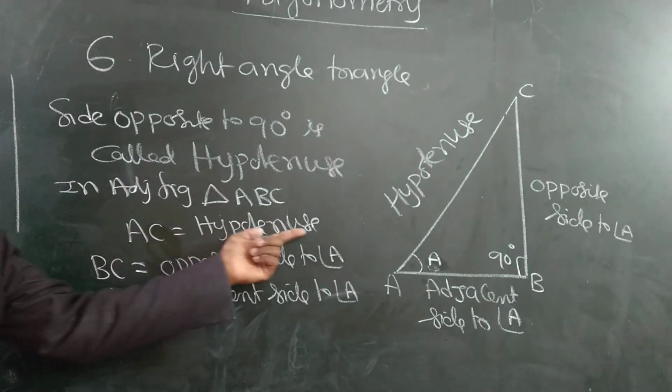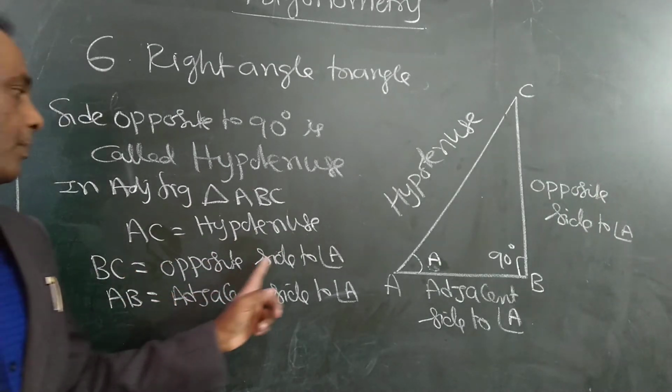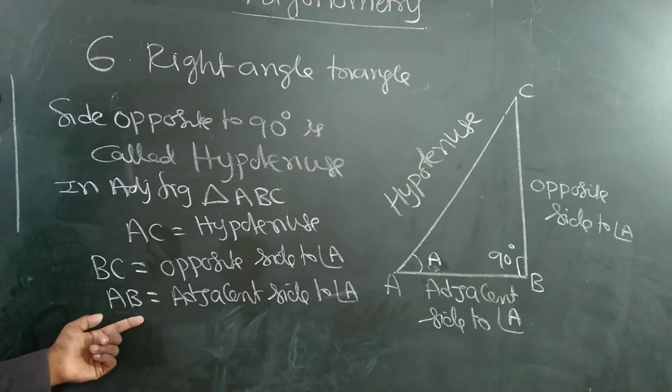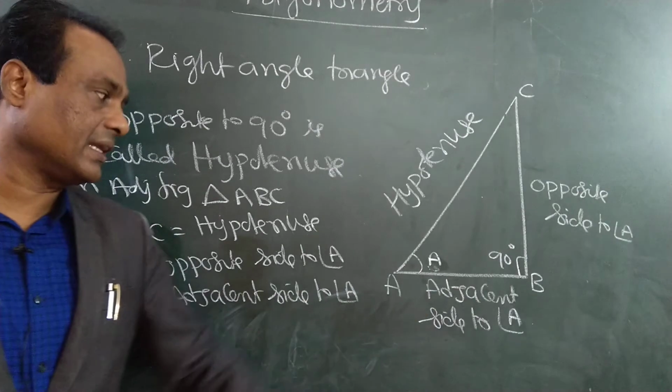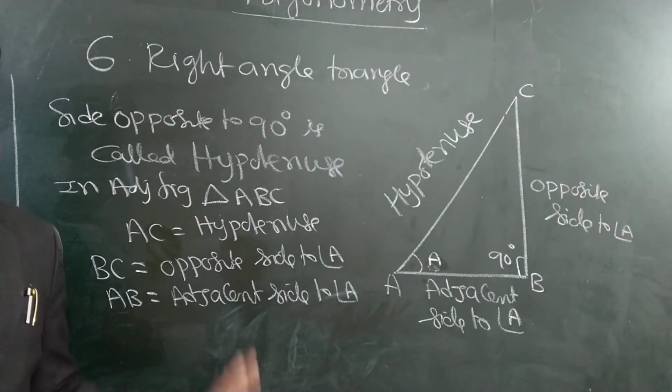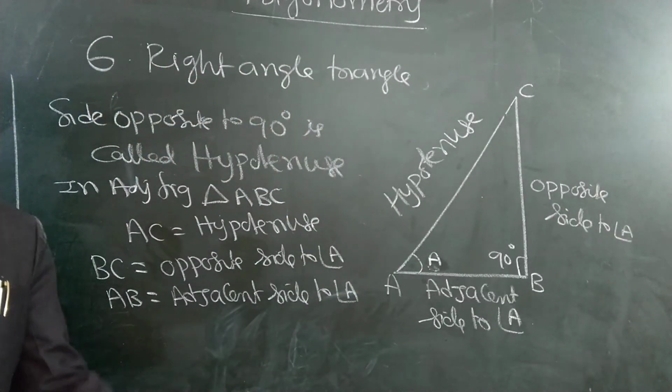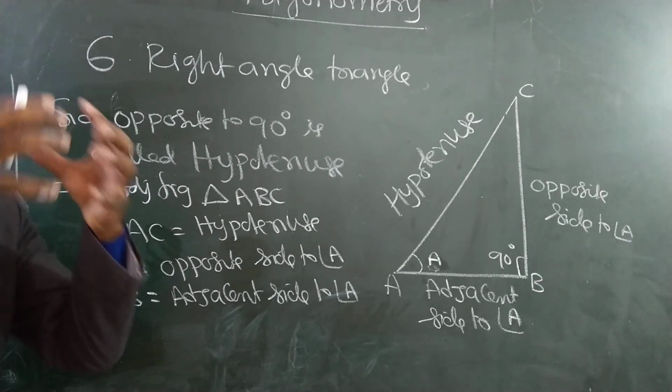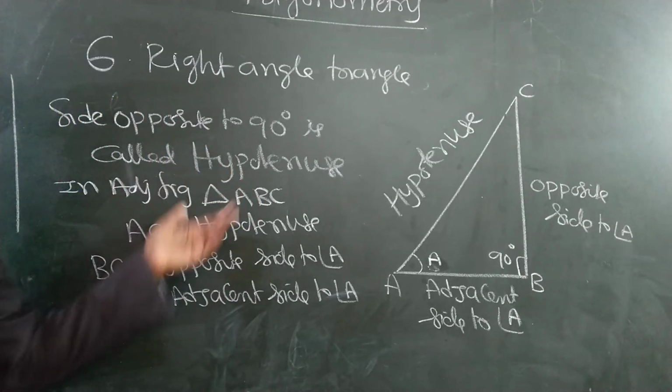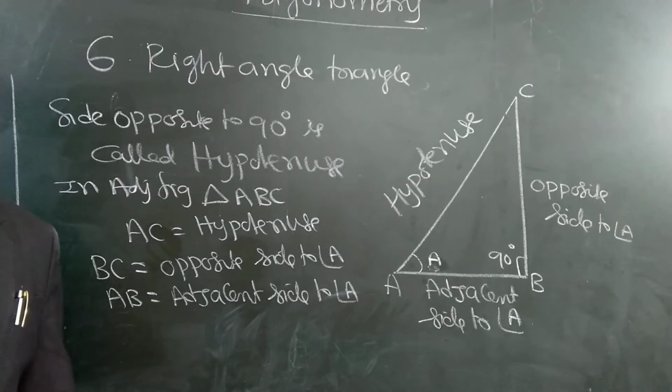So AC is the hypotenuse, BC is the opposite side to angle A, and AB is the adjacent side to angle A. So write down these names of the sides. This is very, very important. Our trigonometry basic definition starts from these three sides. Write down.